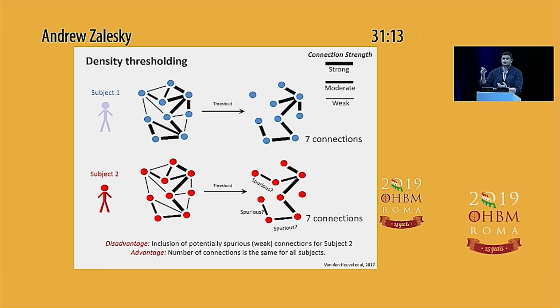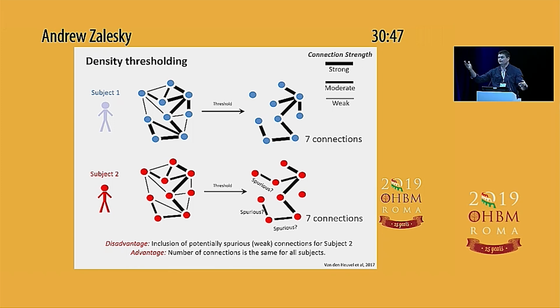But we've then introduced a potential additional confound, and that is that what we've really done is lowered the bar for subject 2, and these weak and moderate edges that we've added for subject 2 are potentially spurious. Potentially they're false positives. And these false positives can dramatically impact our subsequent network analyses and network measures that are computed on the graph.